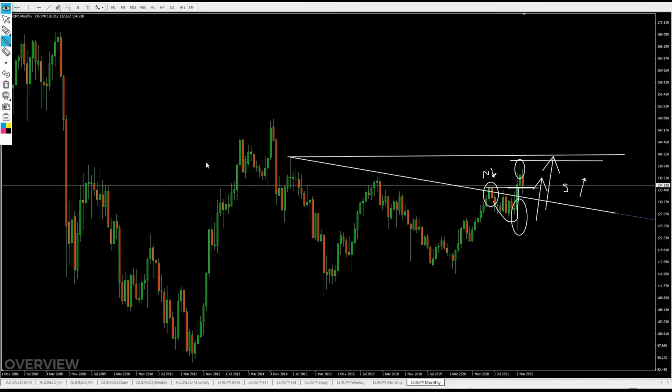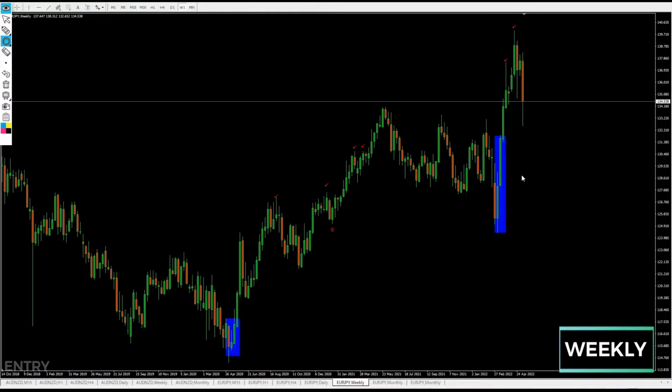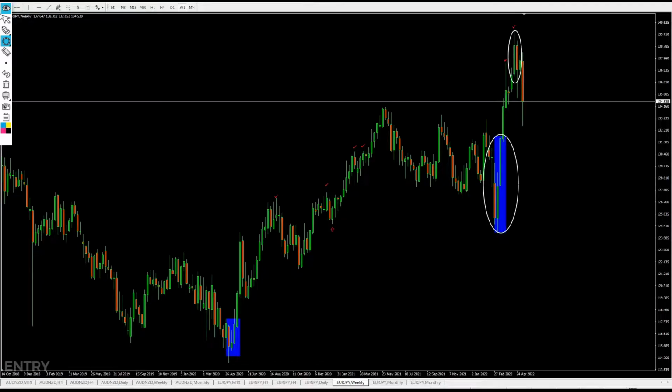Okay, let's talk entries. Okay, this is a weekly chart. So the last weekly long trade that formed was right here. And the last weekly short trade that formed was right here. And again, going strictly from this weekly strength, this long trade is stronger than this short trade. So the weekly bias is long. Or in other words, price is likely to reach this pivot high before reaching this pivot low.